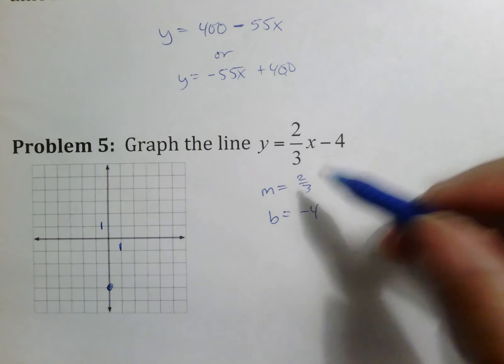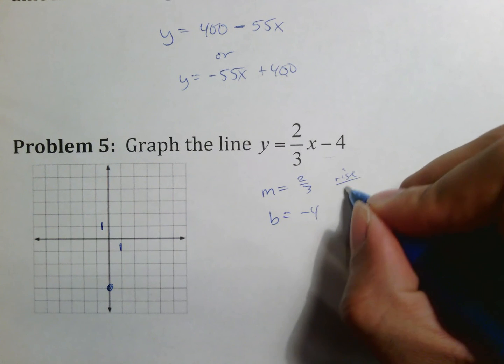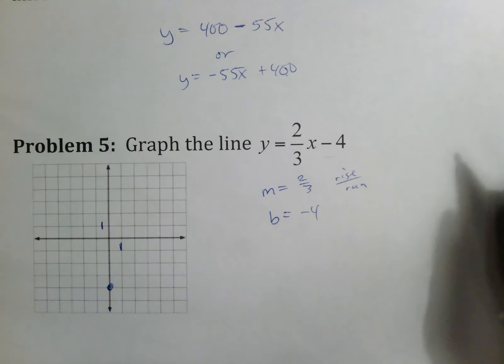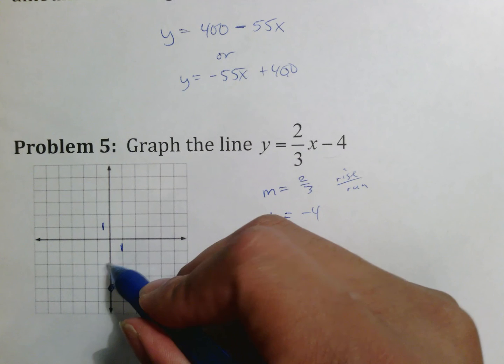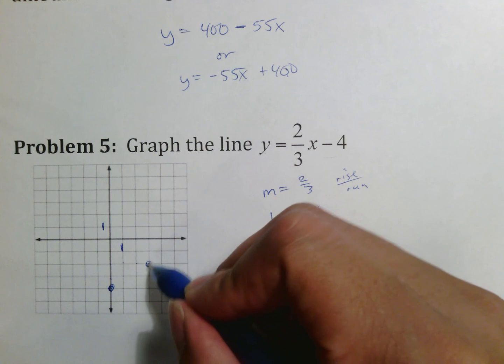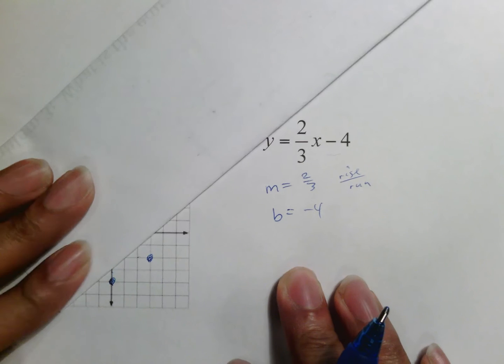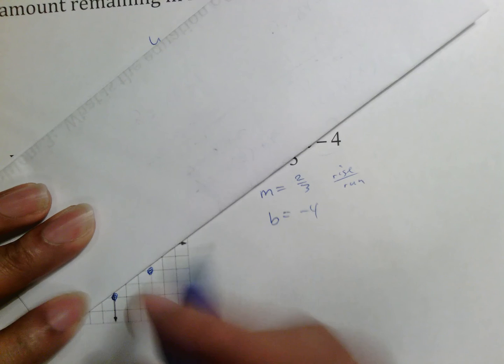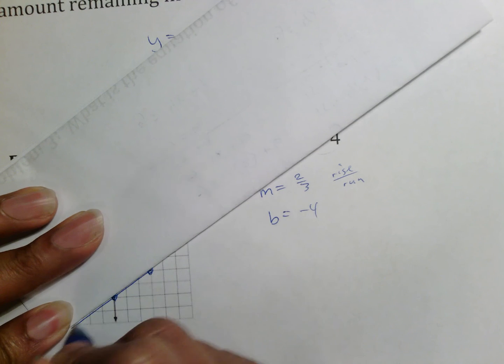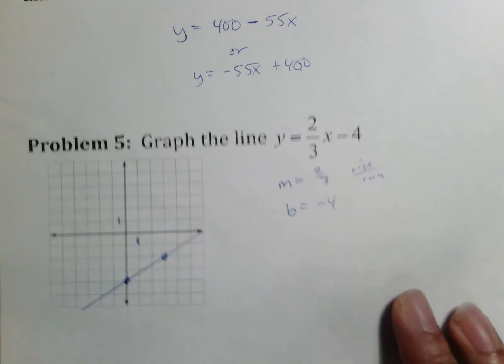And then remember that m represents my rise over my run. And so from there I go up 2 and right, always right, 3, and then I draw my line all the way across this region. And that is your graphing review.